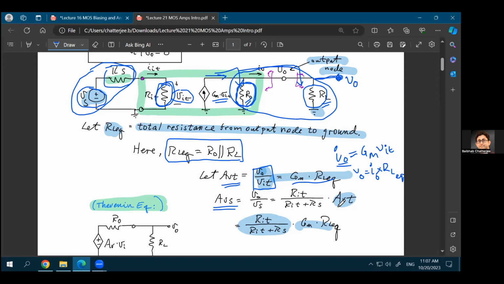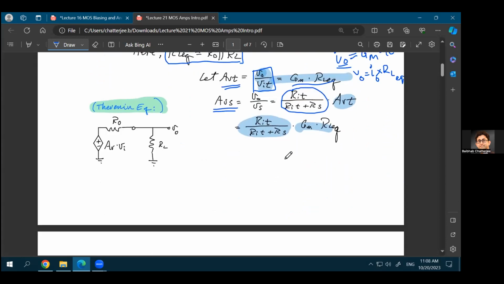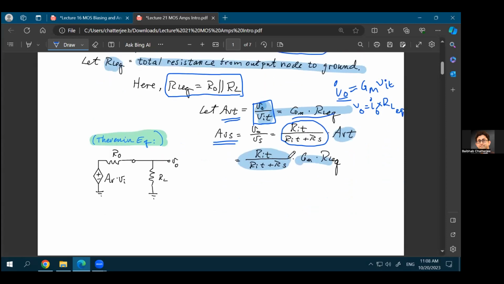So VO over VS is basically VO over VIT multiplied with VIT over VS. Right? VO divided by VS is equal to VO divided by VIT multiplied with VIT divided by VS. What is VIT divided by VS? That's this voltage division term: RIT, or R input, divided by R input plus RS. So you see this voltage division at the input side, and that will be reflected in your overall system level voltage gain. So again, this is nothing new, same as what you have studied before in the course.